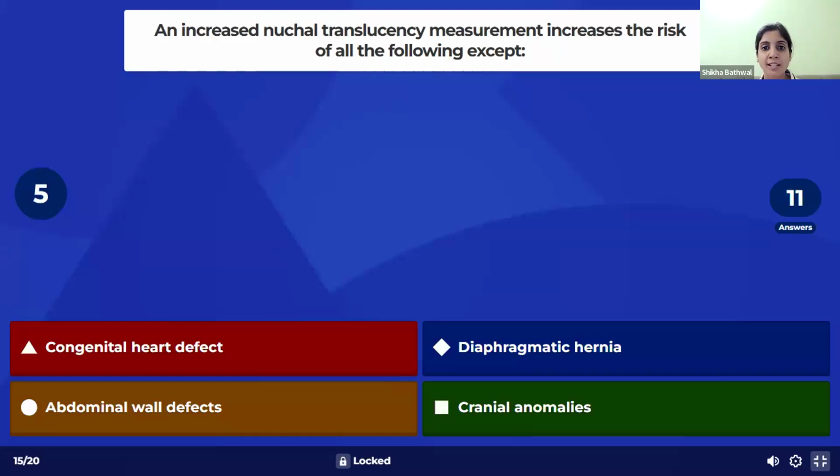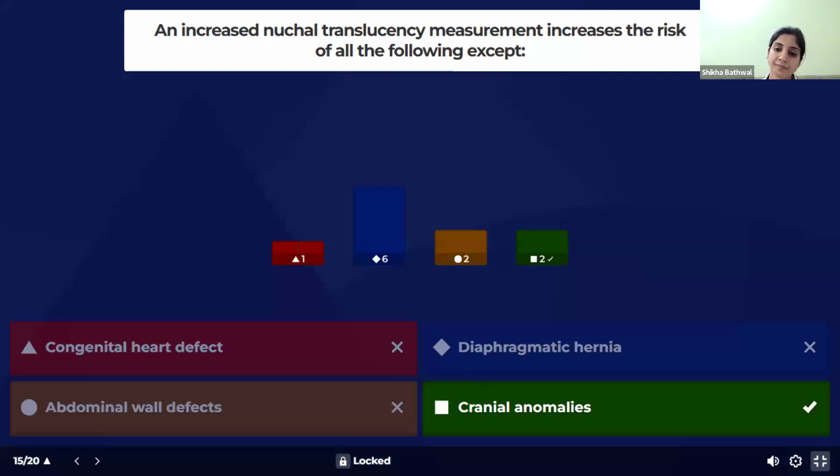An increased NT measurement increases the risk of all of the following except heart defect, diaphragmatic hernia, abdominal wall defects, or cranial anomalies. So cranial anomalies is the right answer. So 2 people have got it correct. Increased NT, in addition to the increased risk of chromosomal abnormality, also tells us about the risk of other defects, including heart defect, diaphragmatic hernia, and abdominal wall defects, but not neural or cranial defects.